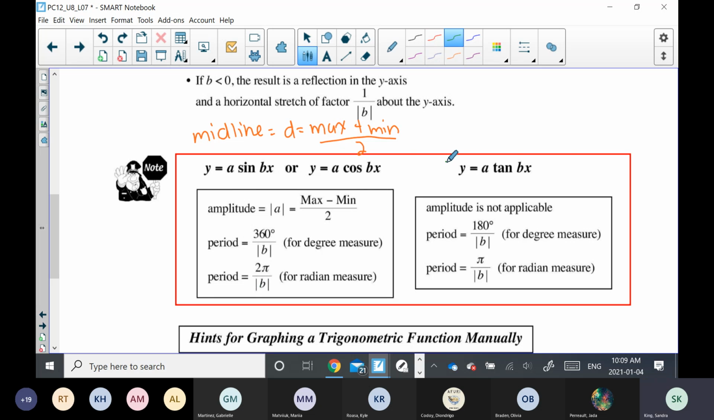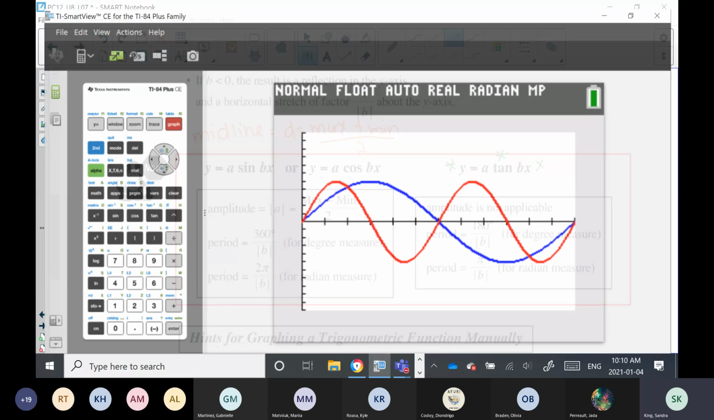Tan is a little bit different. And tan is a little bit difficult to discuss because you haven't actually seen a tan graph, unless you've done the podcast. So I'm going to quickly show you on my calculator for tan why there's no amplitude for a tan graph, and why the period is 180 divided by B. Okay. So a couple of things I'll just quickly show you.